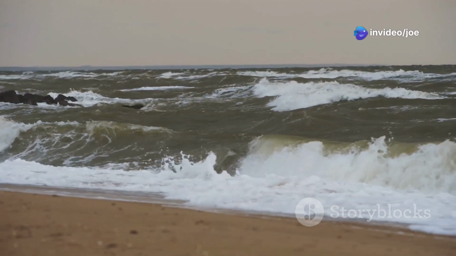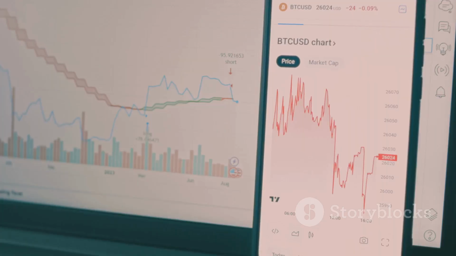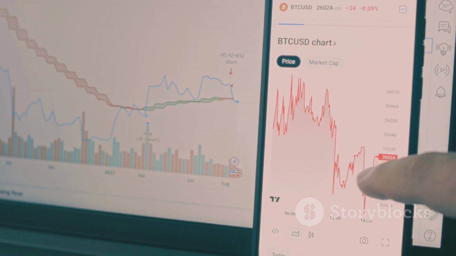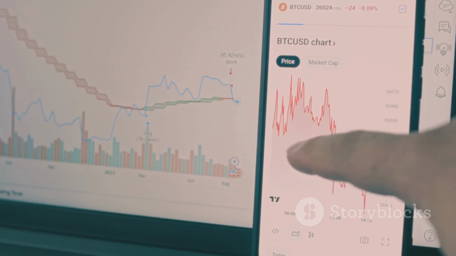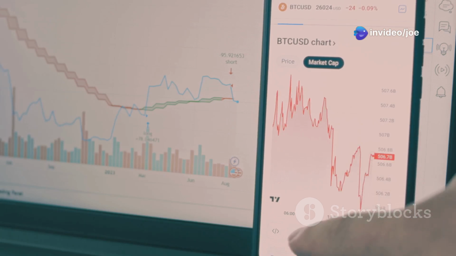Imagine you're looking at a choppy ocean. The waves are going up and down, making it hard to see the overall direction of the current. Now, imagine you could somehow smooth out those waves, so you're left with a clear line showing you exactly where the current is heading. That's what a moving average does for your charts.